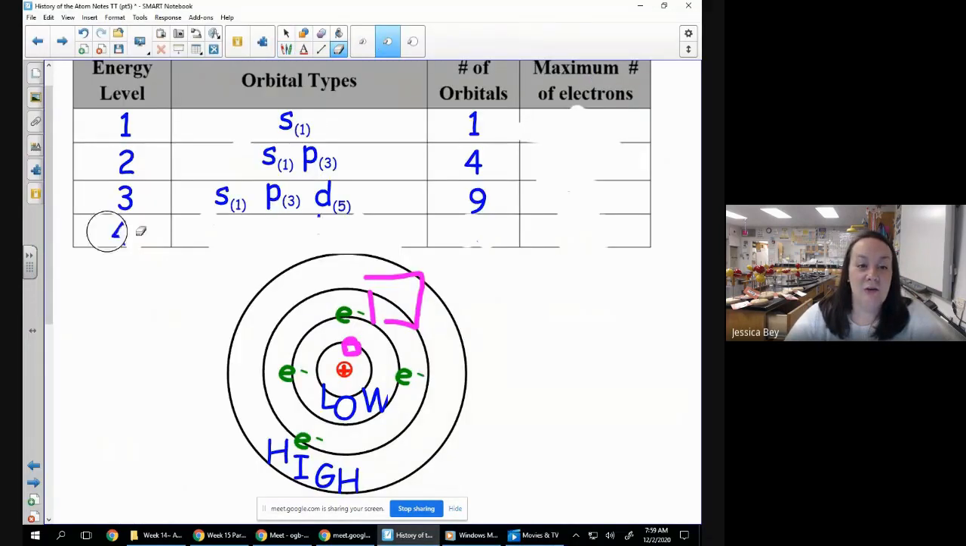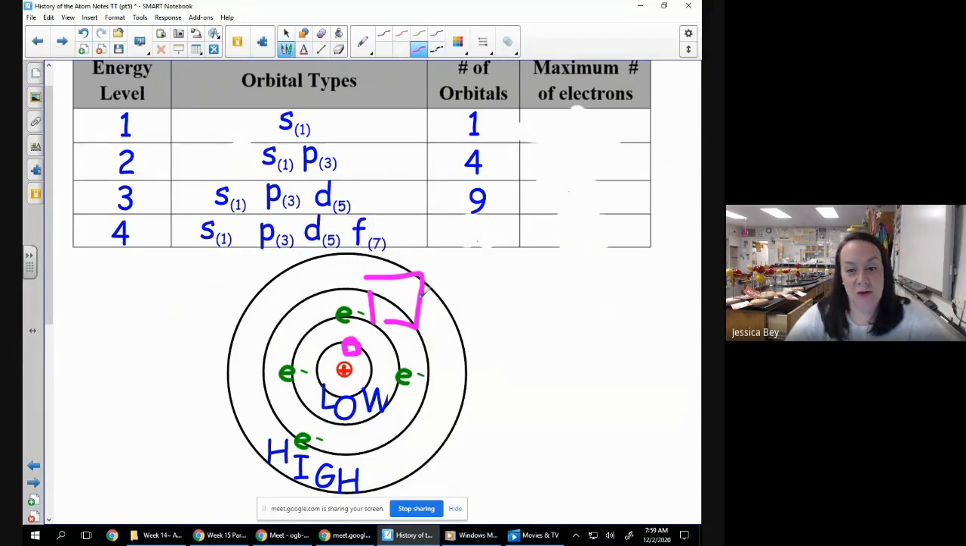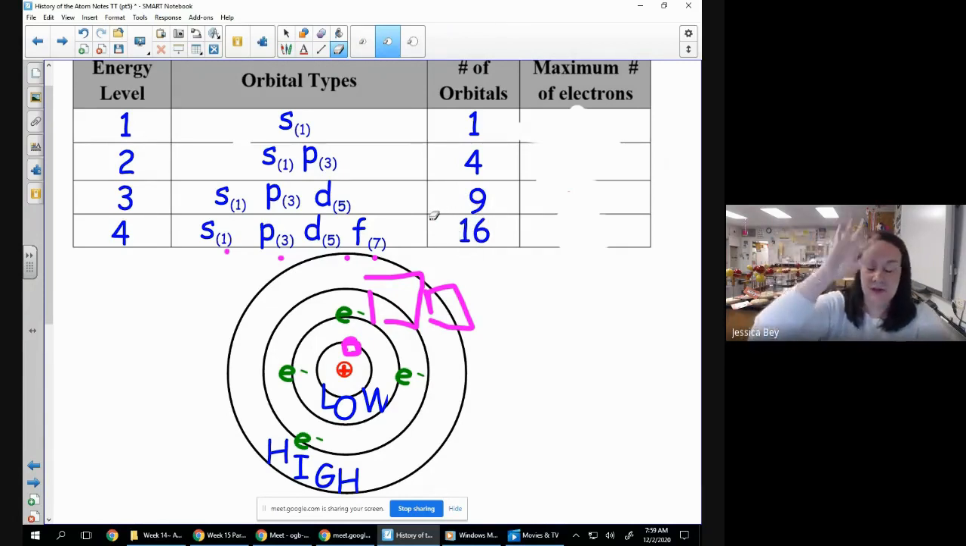And then energy level 4, there's an S, P, D, and then that's when you add the F shape. So it gets really busy when we're talking about energy level 4. 1, 3, 5, and 7 here. You can have 16 different orbitals all around there. And if I kept flying those in, it would get way too big and way too confusing.